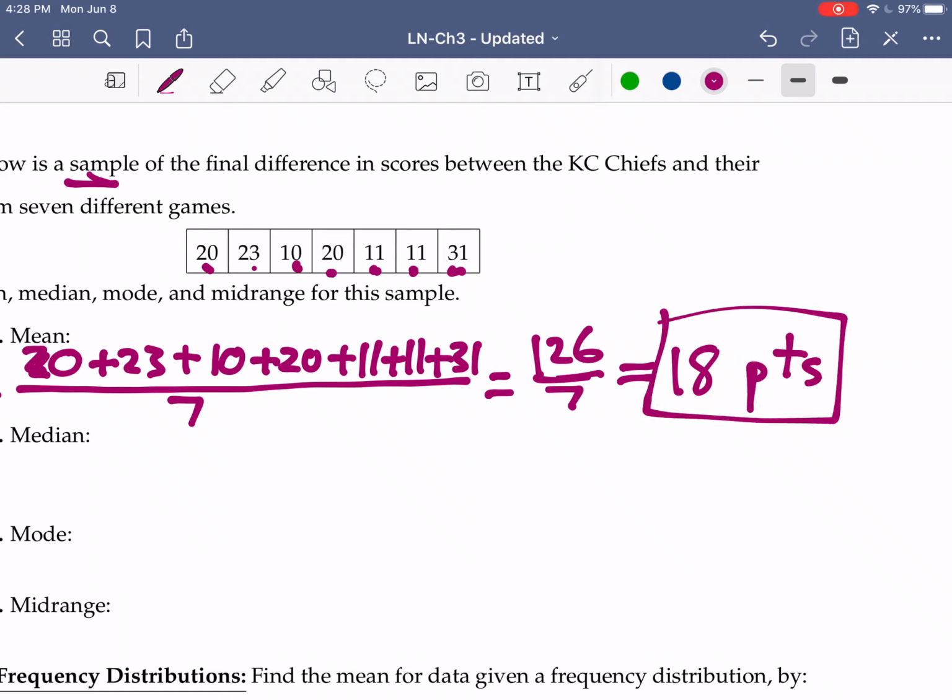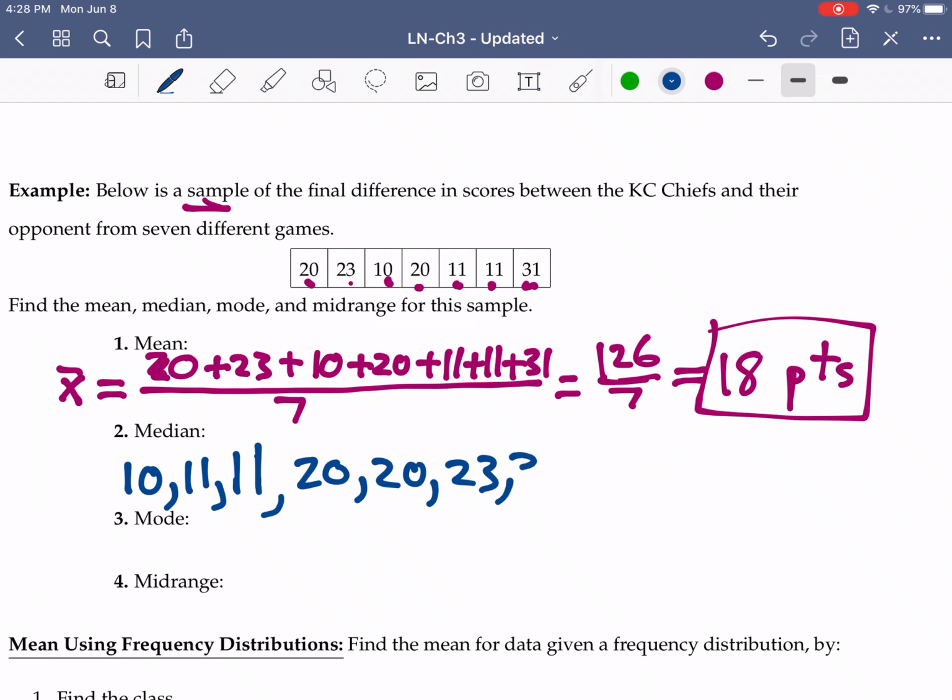The median, we put the data values in increasing order. So 10, 11, 11. Even though that 11 shows up twice, we're going to write it twice. 20, 20, 23, 31. And now we are going to find the data value or values that are in the middle. And so we have 1, 2, 3, and this is the one data value in the middle. So the median is 20. Will also be points for the units.